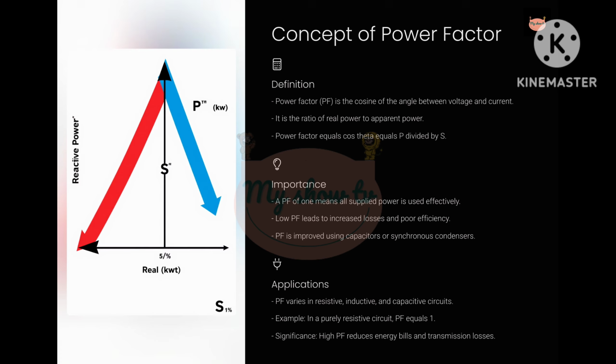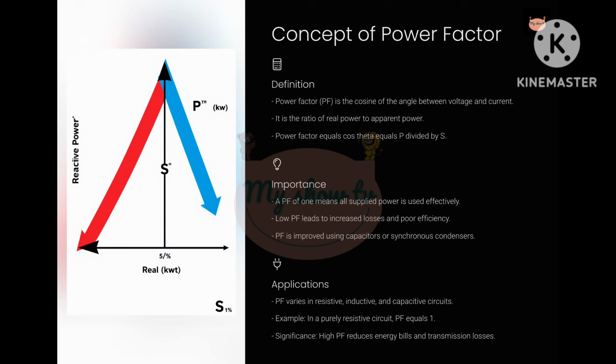Real power, or active power, is the power that actually does useful work, like turning a motor or lighting a bulb. Apparent power is the total power supplied, which includes both useful and non-useful power. If the power factor is 1, it means all the supplied power is being used efficiently. But if the power factor is low, it means a lot of power is being wasted in the form of reactive power.